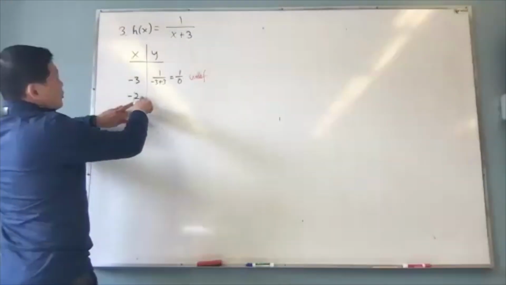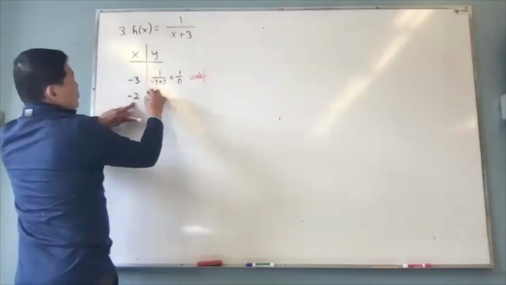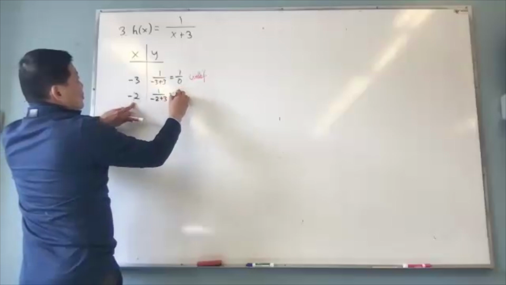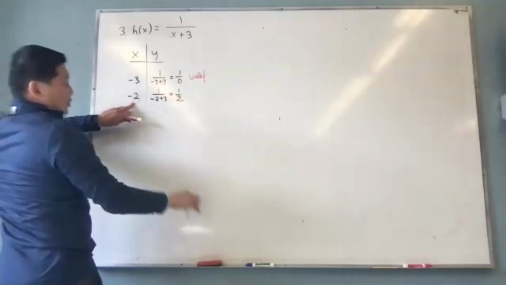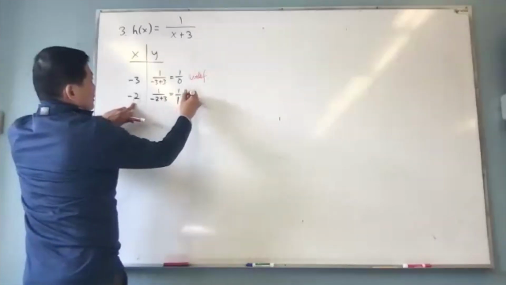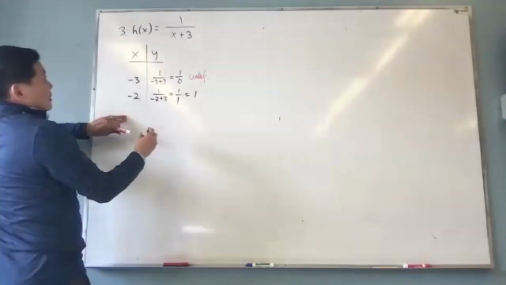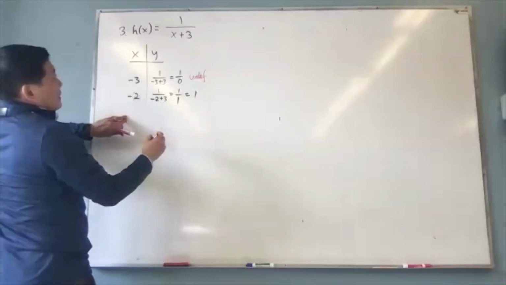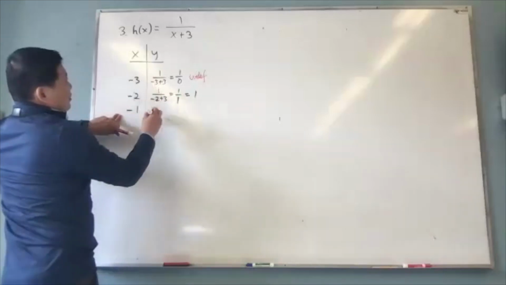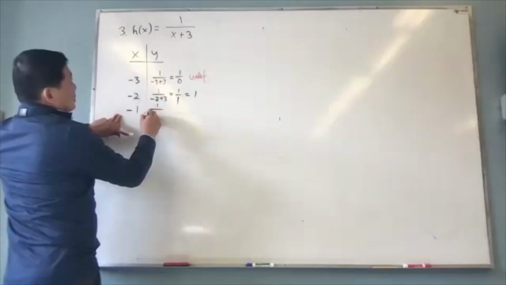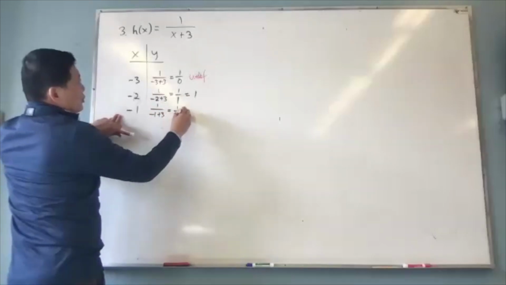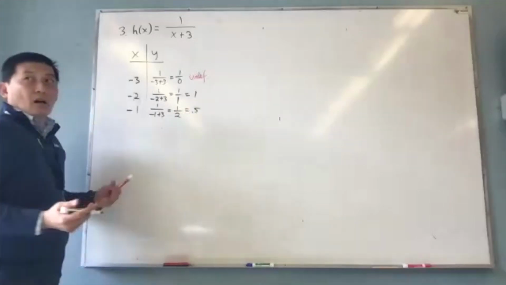But I'll go ahead and keep going with the negative 2. If I do negative 2, I have 1 over negative 2 plus 3, which is 1 over 1, which is 1. All right. And then we got negative 1. We got 1 over negative 1 plus 3, which is 1 over 2, which is 0.5. All right.